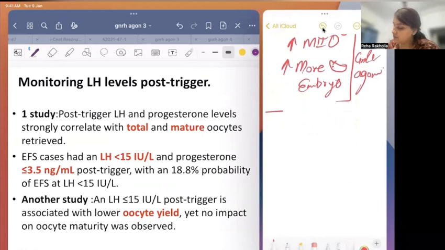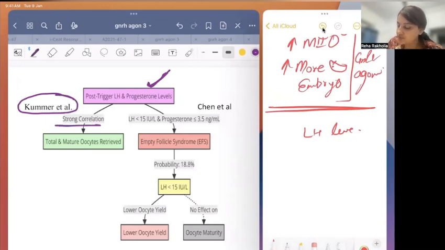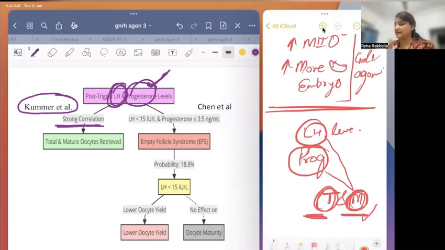Now there were two studies on LH level post-trigger. I'll explain it with a flow chart. In the Kumar et al. study, post-trigger LH and progesterone were strongly correlated with total and mature oocytes, that is, the total number of oocytes and the total number of mature oocytes.